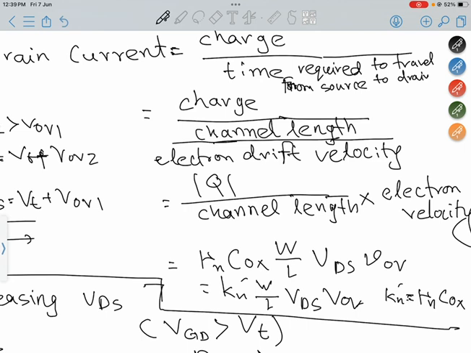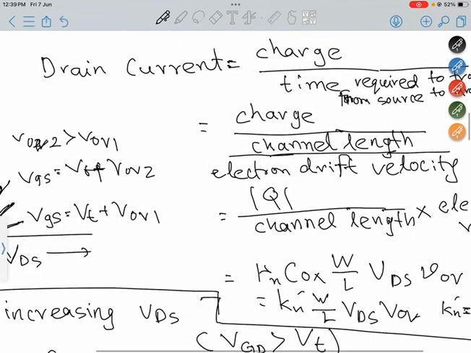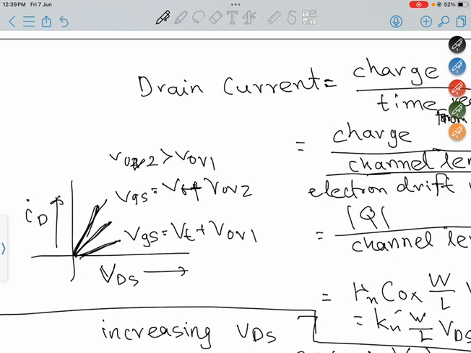We can call mu n Cox a constant because mu n is fixed for a certain type of material like silicon, and Cox is also fixed for certain types of materials like silicon oxide and other oxides. So we can have a constant Kn dash, and Kn dash into W by L VDS into overdrive voltage equals the drain current for a very small VDS, which can be visualized from here. And the ID versus VDS curve is linear, and with increase of overdrive voltage, the slope of the line increases.